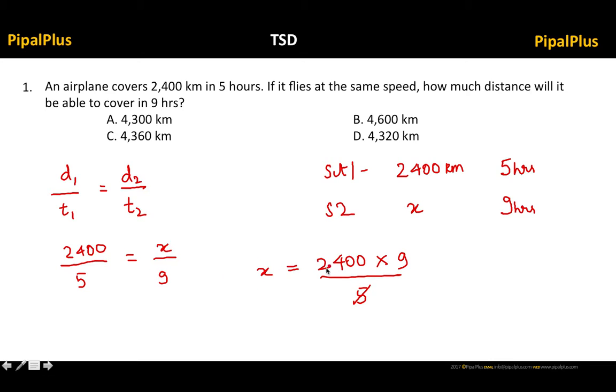So we get 5 times 480 is 2400, right? And 480 times 9 is 4,320. So the plane will cover 4,320 kilometers in 9 hours if it continues to fly at the same speed.